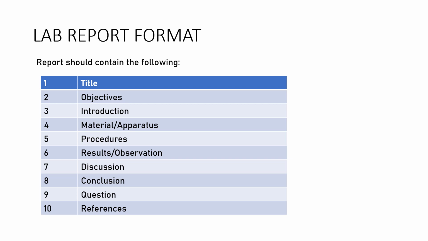Number 6, result or observation. This is based on your observation, what you obtain from the experiment. Number 7, discussion. Here you have to discuss your result. Then 8, conclusion. The conclusion must relate to your objective, whether you achieved it, whether the experiment was successful or not. Then 9, questions. The questions you can also refer to in your e-book booklet. And 10, references. For references, I want you to write at least 3 references. They can be from any source, either books or websites.